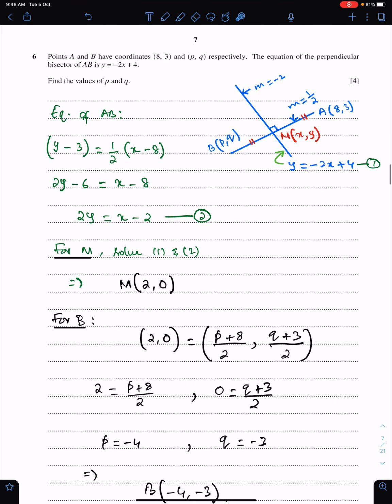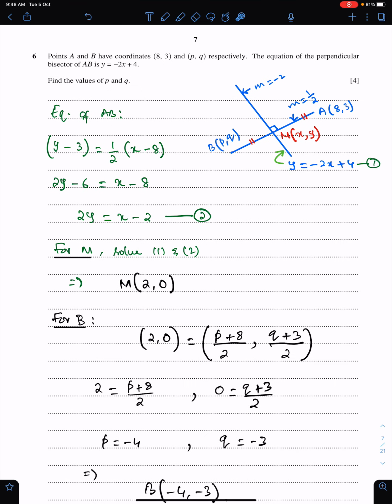Next question, number 6. Points A and B have coordinates 8, 3 and P, Q. This is A and this is B. The equation of the perpendicular bisector of AB is this. This is the rough sketch. This is AB and this is the perpendicular bisector of AB. And this bisector has this equation. Since the gradient of this line is -2, the gradient of this bisector is also -2.